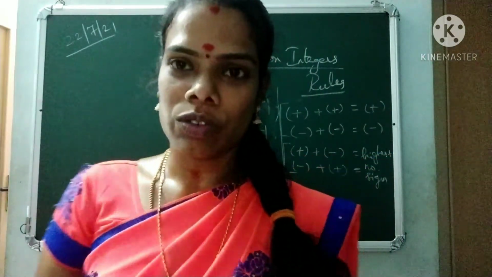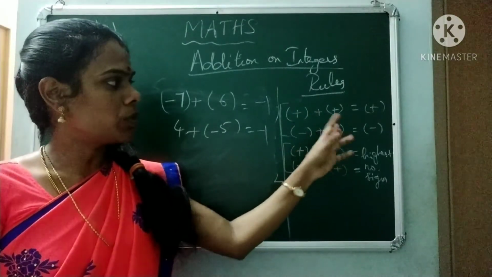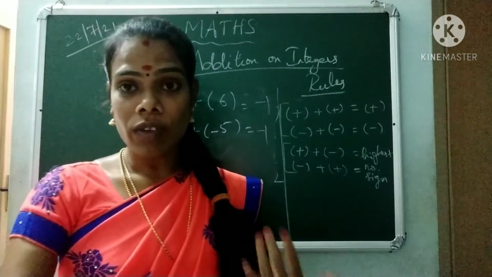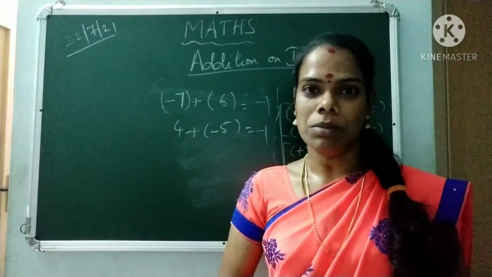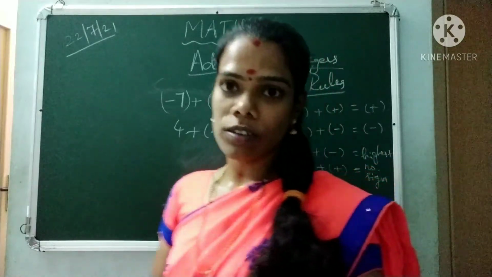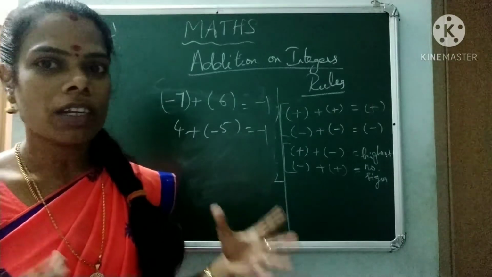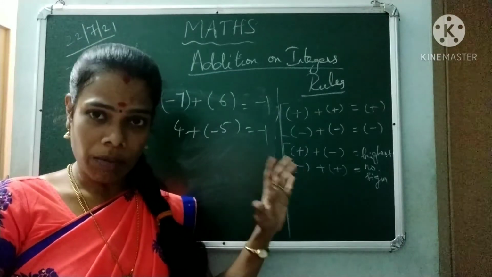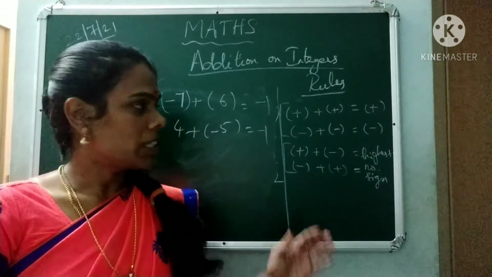Understood? If the signs are the same when you are doing addition, just put the same sign and add up. But whenever you are adding integers of different signs, you have to take subtraction and put the highest number's sign. Positive means positive, negative means negative. This is the concept. We have learned about addition of integers without using a number line. In my next video, we will learn the same addition of integers using a number line. Just practice by yourself.